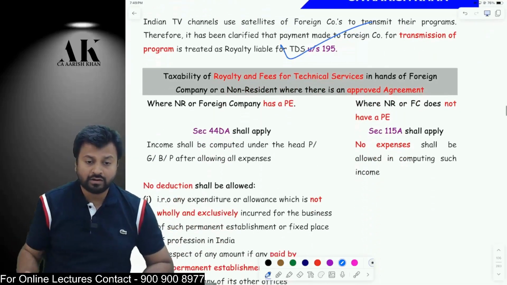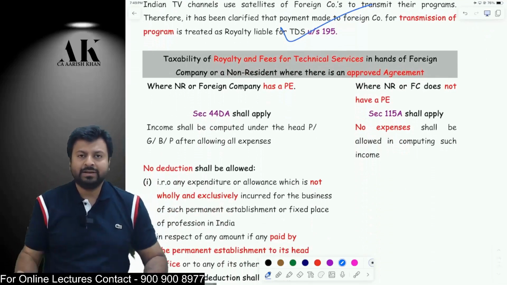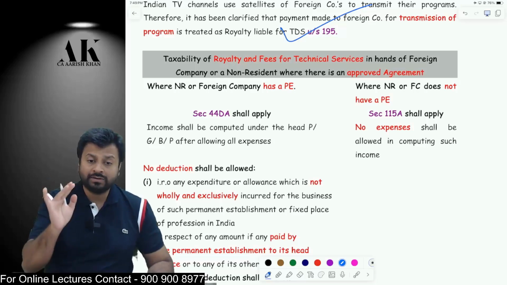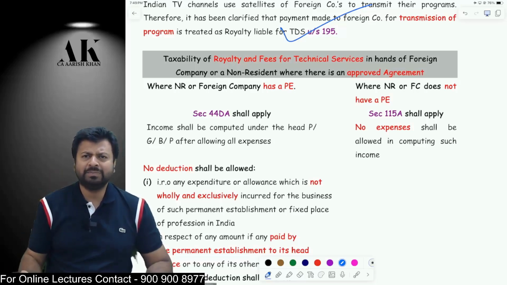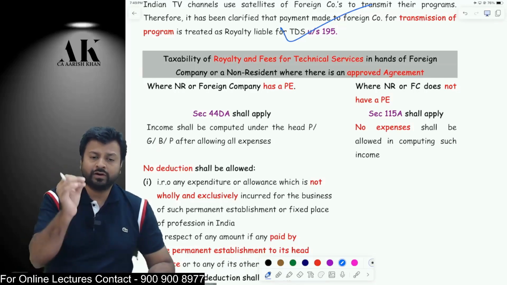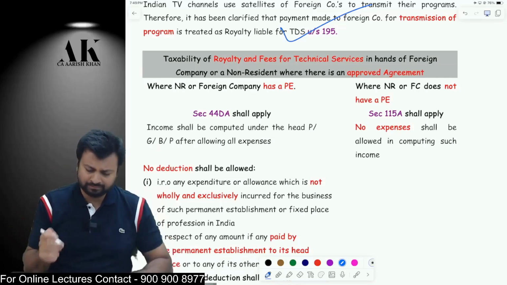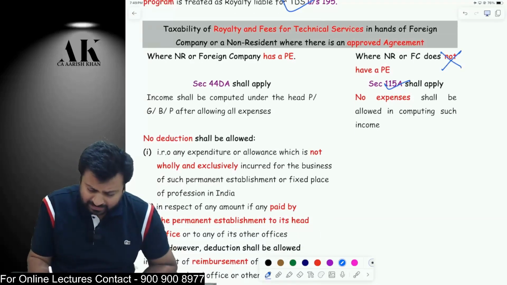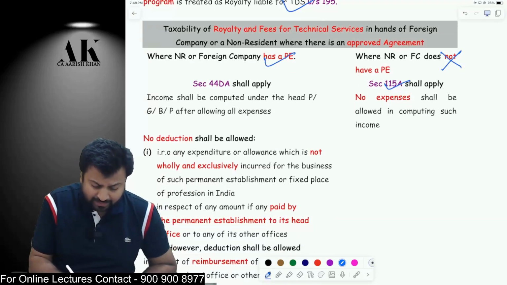Now, as I've told you, 115A is applicable only if the non-resident does not have a PE in India. What if the non-resident has a PE in India and there is an agreement between both of them which is approved by the central government? Then in that case, you have to follow 44DA. So let's compare both of them. 115A is applicable if there is no PE, and 44DA is applicable if there is a PE.